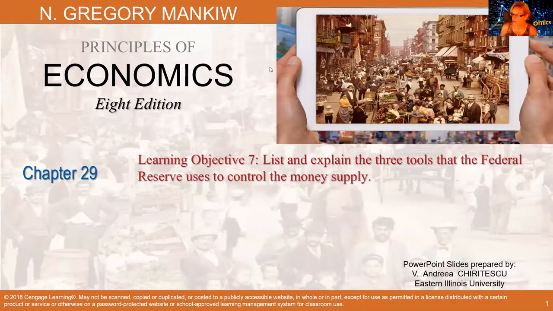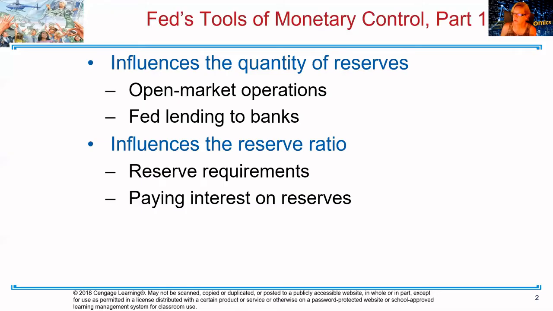So, in looking at the three tools, we're going to talk about these and what the effect is on the money supply. The Fed's tools of monetary control all have the result of influencing the quantity of reserves that a bank has. The first thing that they do, most used of all of these, is open market operations. This is where the Fed lends to banks, and there's some terminology in here that's somewhat confusing, so I'm going to try to explain it and keep it very clear to you.